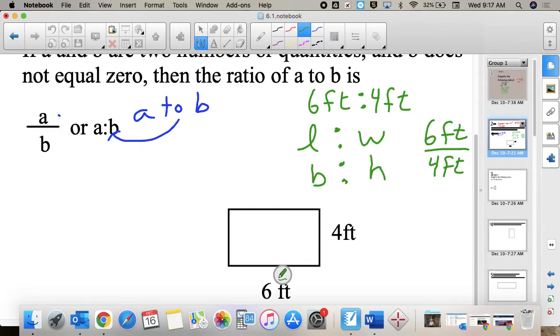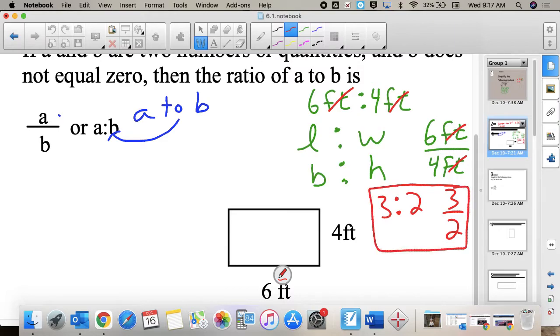And then just like all fractions, we're going to reduce it. First off, make sure that your units will cancel each other out. Feet will cancel with feet. And then we just reduce that 6 to 4, or 6 over 4, and we get 3 to 2. Or if you write it as a fraction, 3 over 2. That is what a ratio is. So let's look at example 1 then.